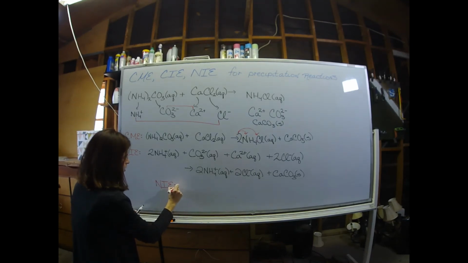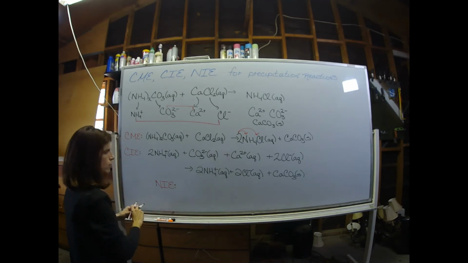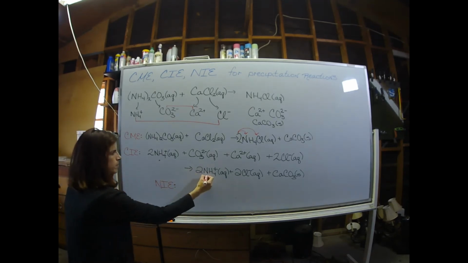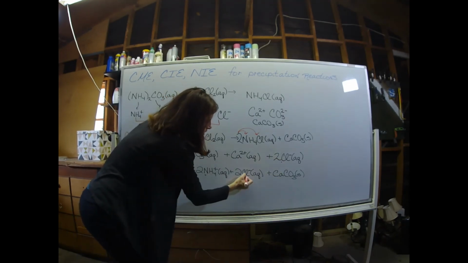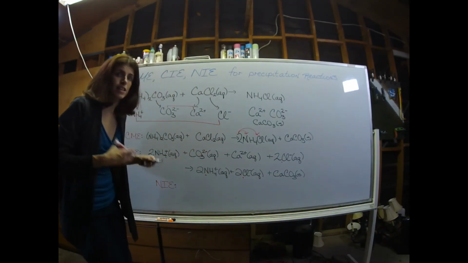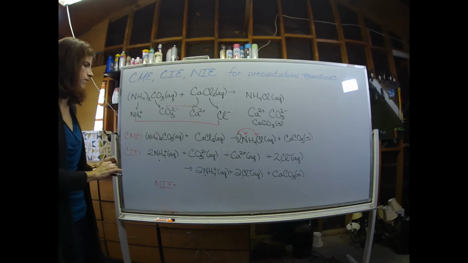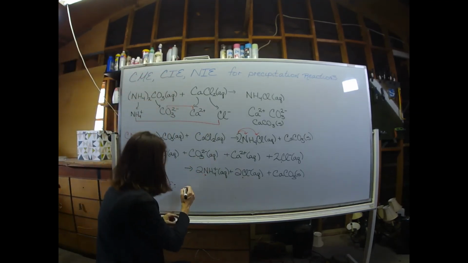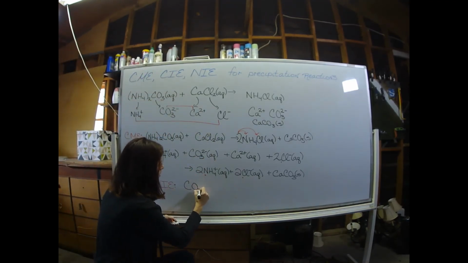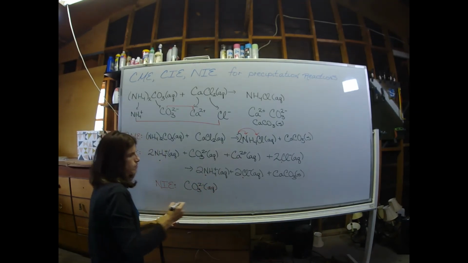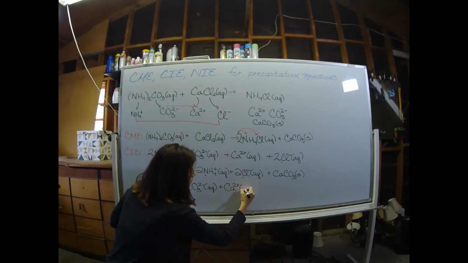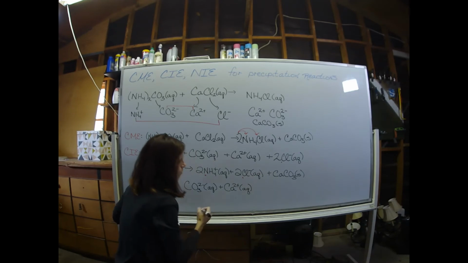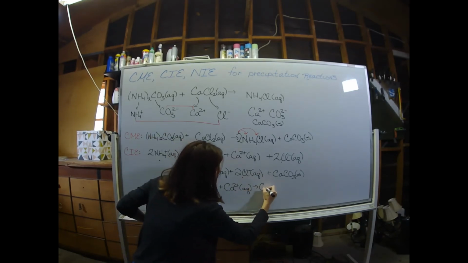So who are the spectators here? Looks like ammonium and chloride are the species that didn't do anything. They didn't react, they didn't change forms, none of that. So I'm going to rewrite everything else. We had carbonate, calcium, forming the solid calcium carbonate.